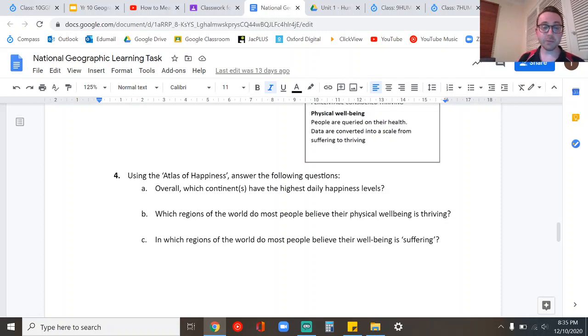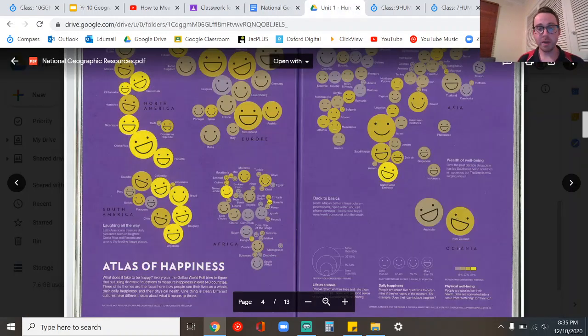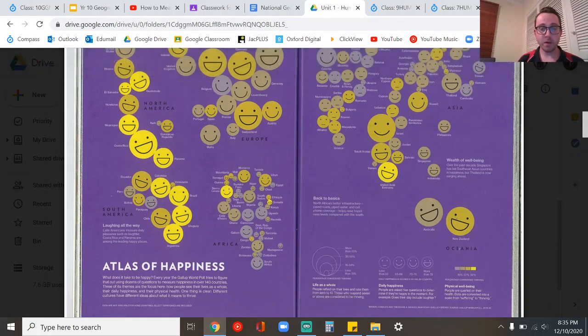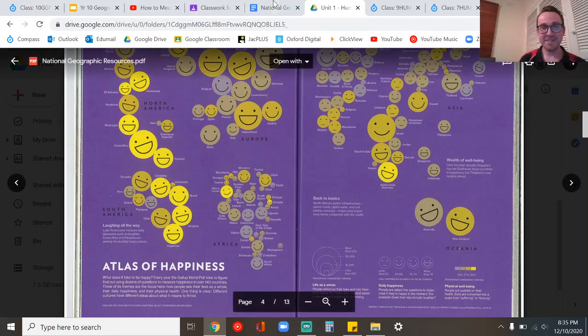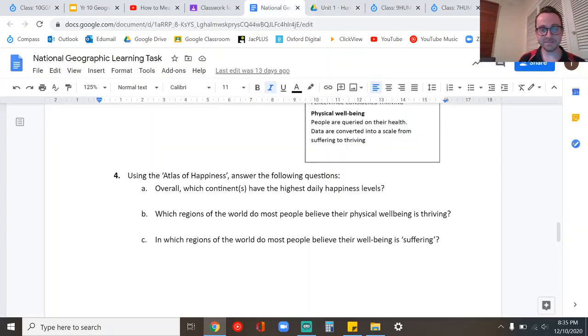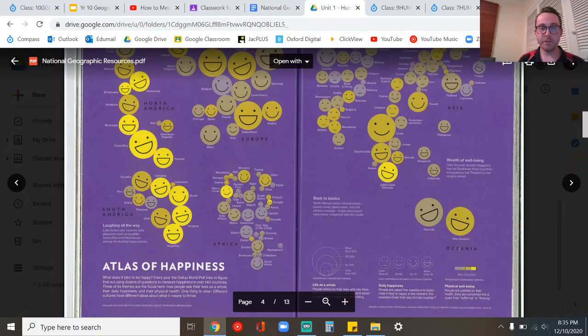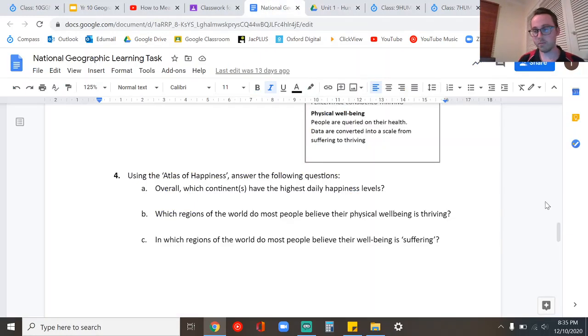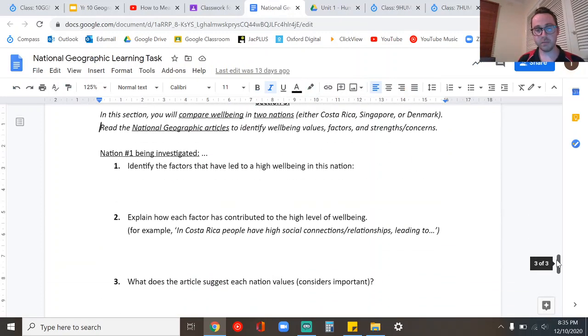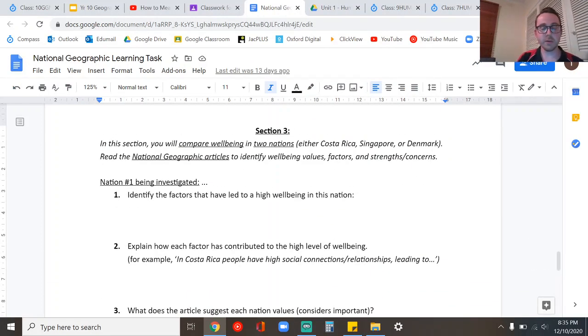4B, which region of the world do most people believe their physical well-being, again being specific, is thriving? So I'd look at my map, look at my legend, which part of this map has the best physical well-being. 4C, in which region of the world do they have low well-being? Do they have suffering? So very, very low human well-being. Looking at my legend, finding it on the map, writing it down. 2 words, super easy.